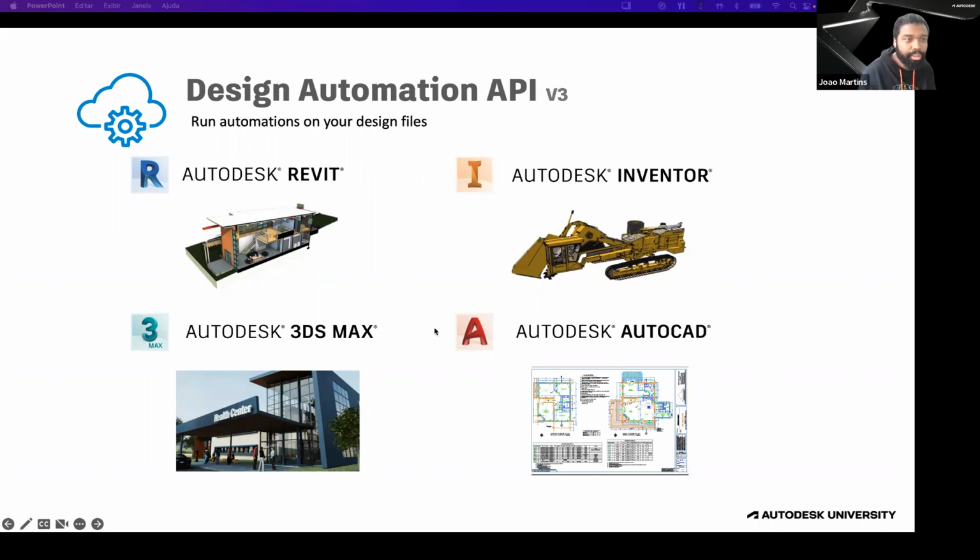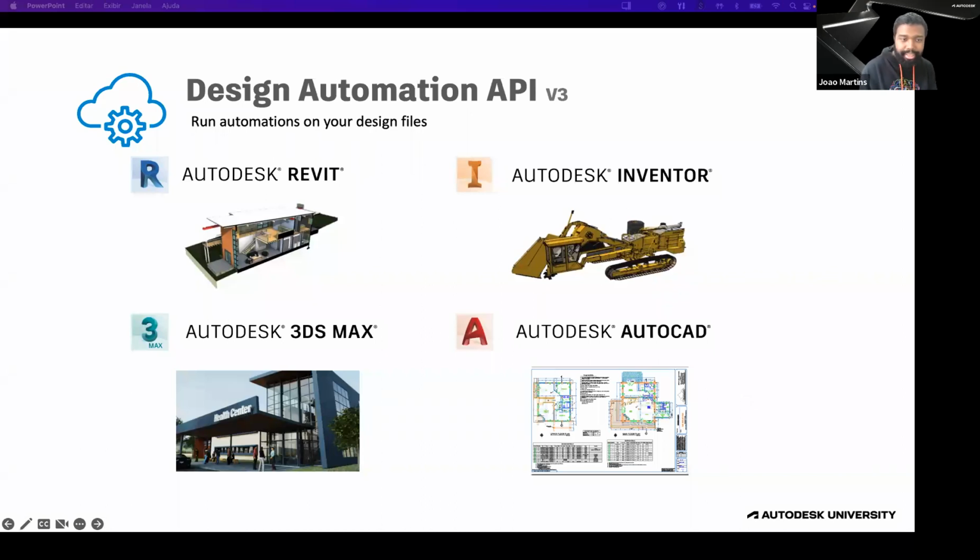So you can take advantage of design automation to use the API for a Revit file, a 3ds Max file, an Inventor file, or an AutoCAD file. You can take advantage of those 4 products' APIs, right? And you have a beta for Civil 3D included in the AutoCAD API.